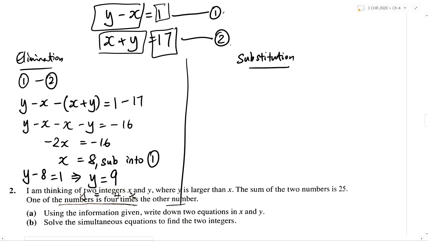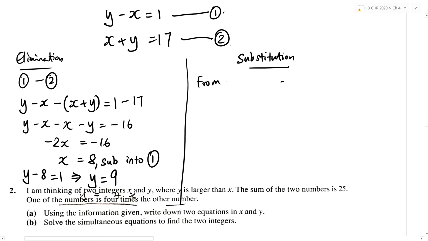For substitution method, you must have either x equals to something or y equals to something. Then you sub into another equation. Okay, so let us start with equation number 1, for example. From equation number 1, y minus x is 1. What would you like to make the subject, x or y?